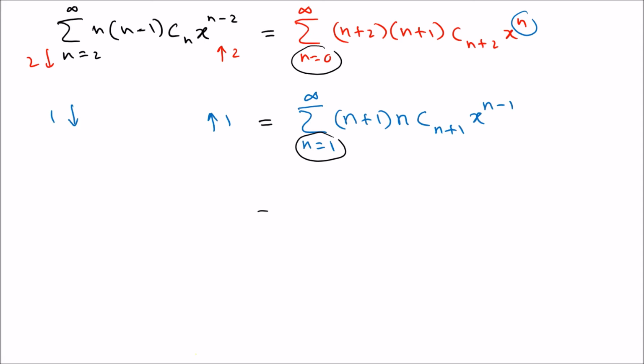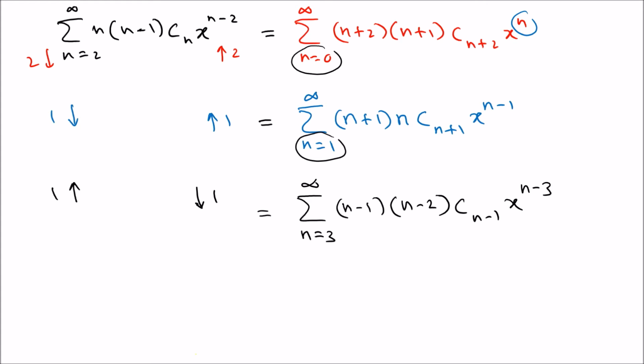So let's do one more. How about this one? Let's say we're going to start with n equal 3 here. That means if you want to start with n equal 3, what you want to do is increase this one by 1. That means you have to decrease inside by 1. For some reason, let's say you want to do that. And then inside you want to decrease by 1. So that means it is n minus 1, n minus 2, c n minus 1, x to the n minus 3.